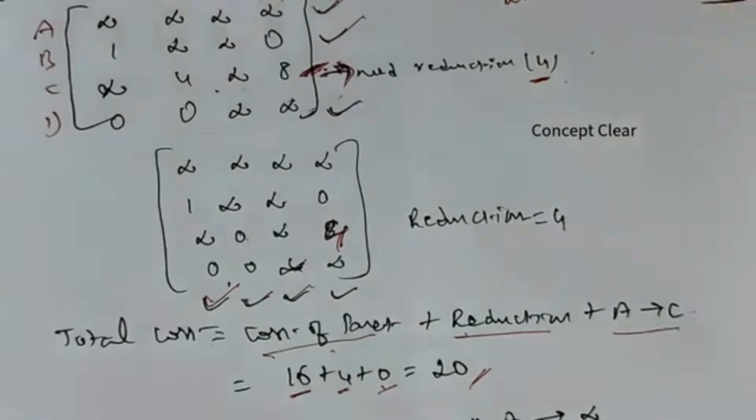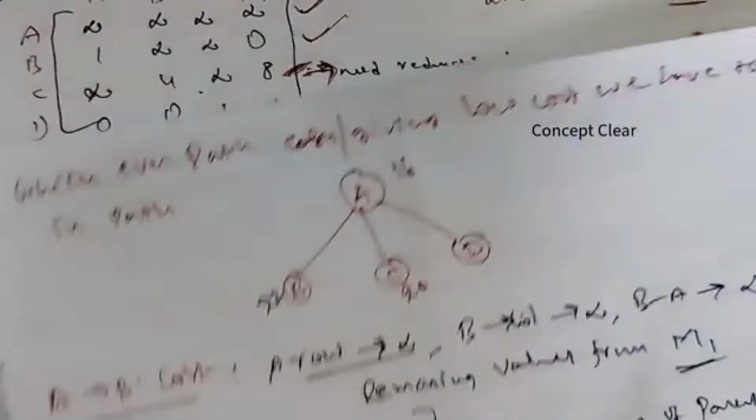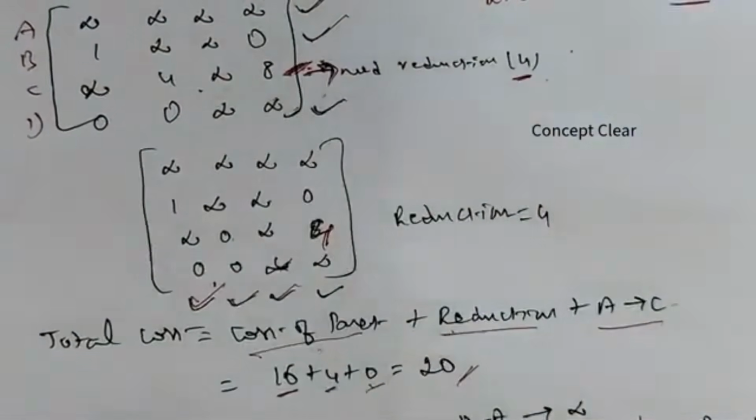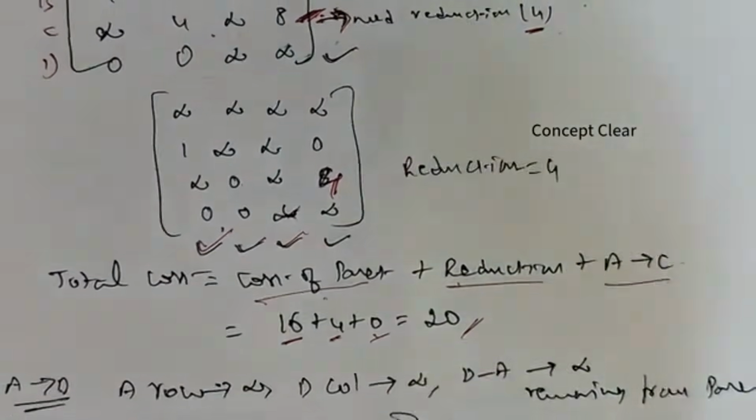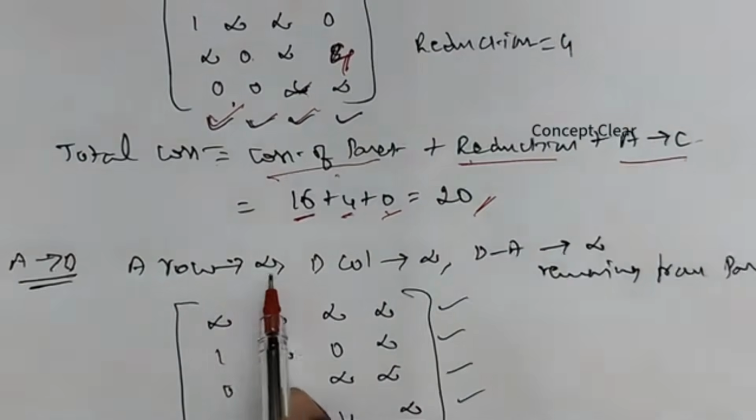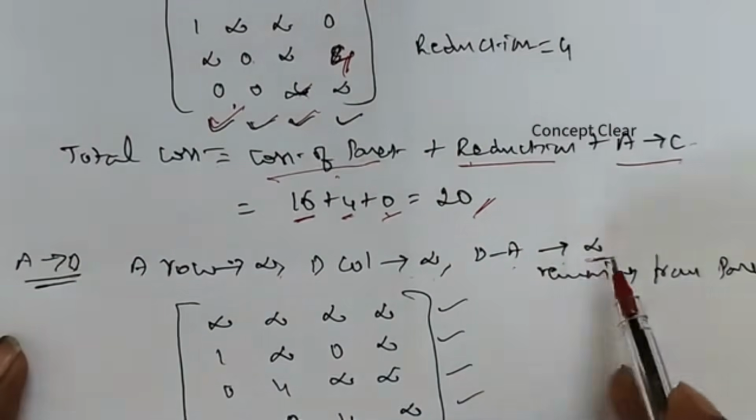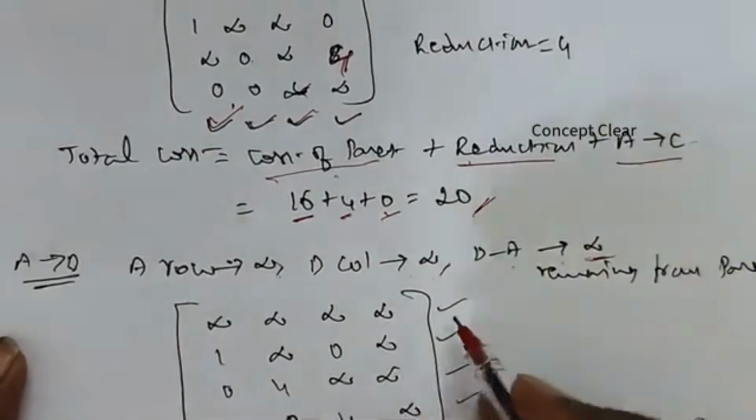Now we have to update here the A to C value as 20, and in the same way we have to find out A to D. What are we taking for A to D? I have to take the A row as infinity, the D column as infinity, and the D to A path as infinity. Same like that, we have to check all the rows.